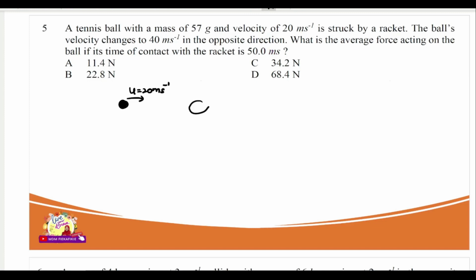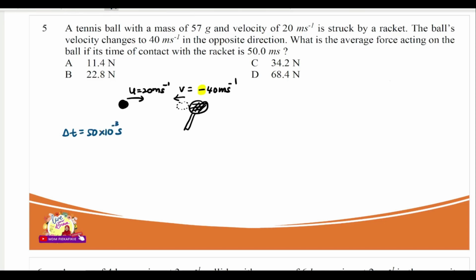So let's say we have a racket here. And what happened? The ball's velocity changes to 40 meter per second in the opposite direction. So I will put negative 40 meter per second. So don't forget the negative. So what is the average force acting on the ball if its time of contact with the racket is 50 millisecond? So given that delta t is equal to 50 millisecond.